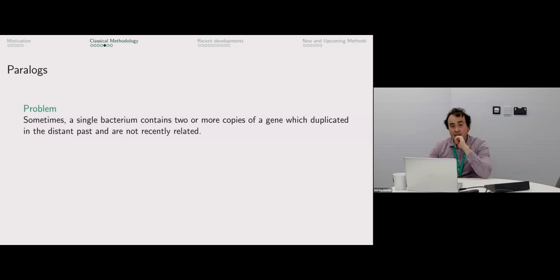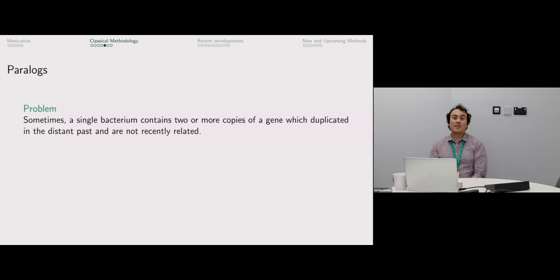So gene duplication events are common in most of the tree of life. I think in plants, they're a very common method for evolution and how it happens. And it does happen as well in bacteria. And sometimes it happens very recently, and sometimes it happens in the distant past.